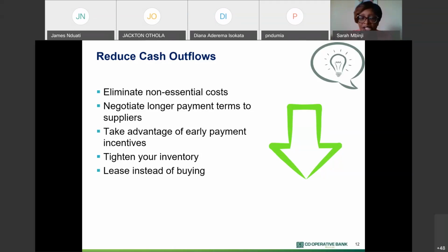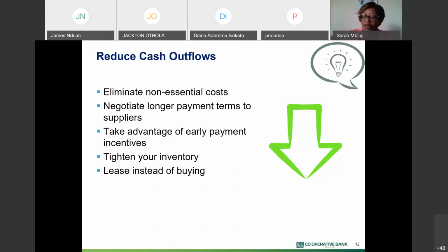If you're in manufacturing, a retailer, whatever it is that you're doing, even some of us in consulting, tighten your inventory. Don't just produce. Don't just keep on buying stocks in the hope that people will buy from you. That's why our radars are always out there. You need to get all sorts of strategies to tighten your production, to tighten your stocks. And then consider leasing options as opposed to buying options, where you don't have to spend a lot of money.